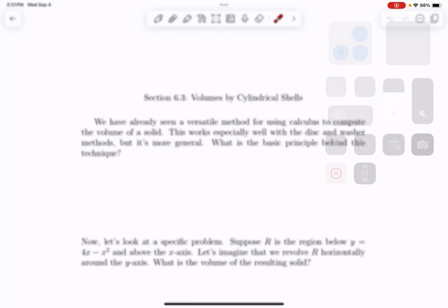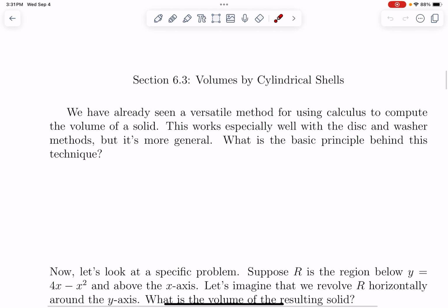Hi, this video is going to cover section 6.3 using a technique called volumes by cylindrical shells. You already know how to use calculus to compute volumes, and it's been pretty flexible. It's not that you have exactly one formula, you have one principle.